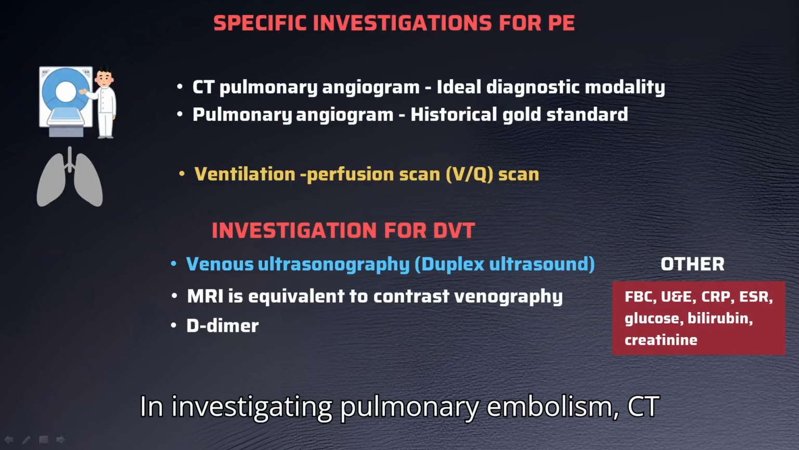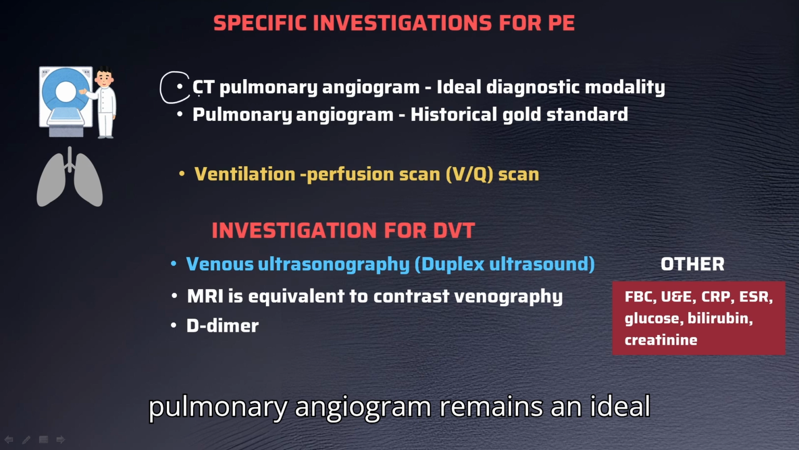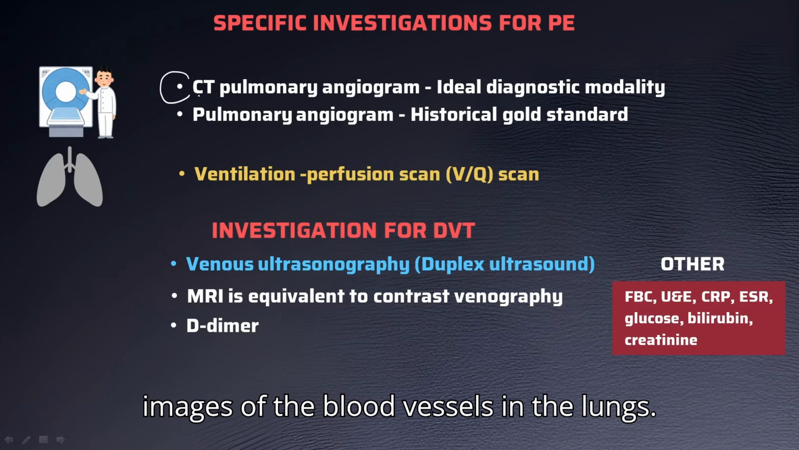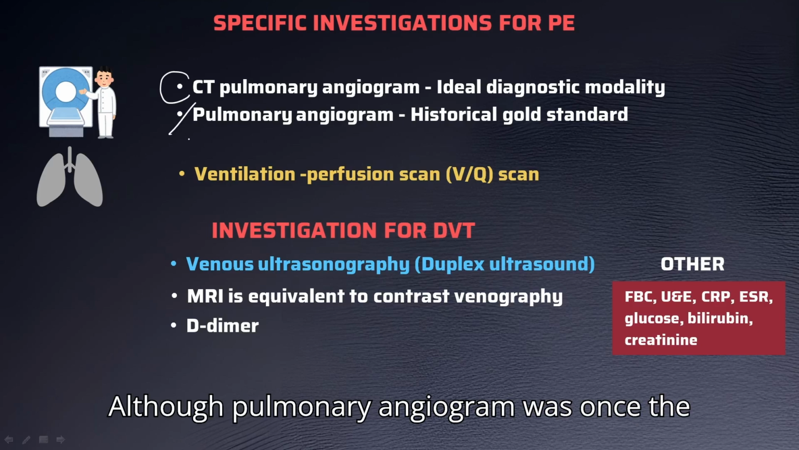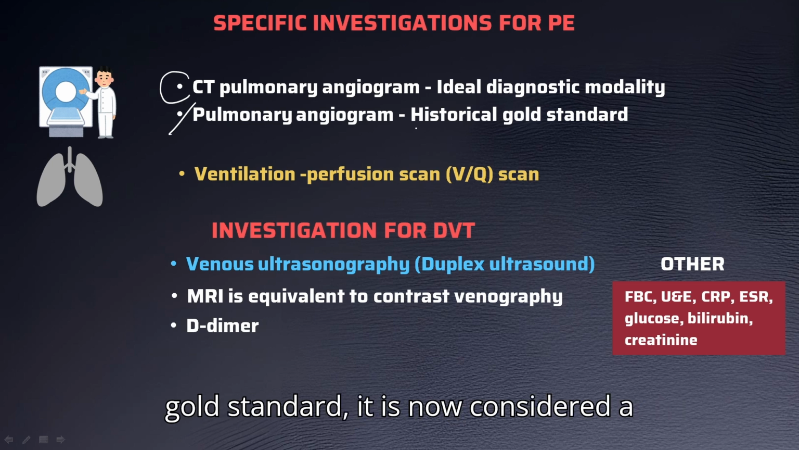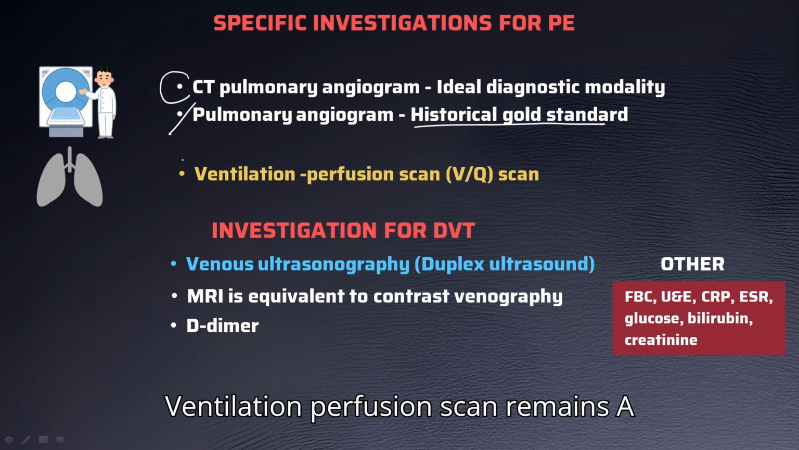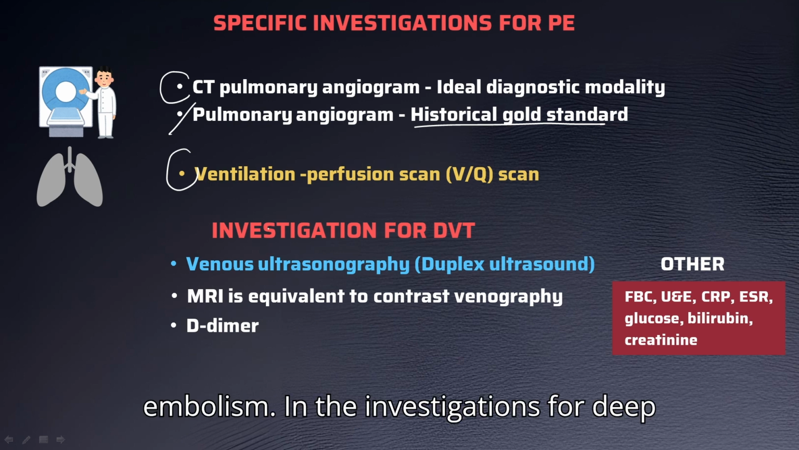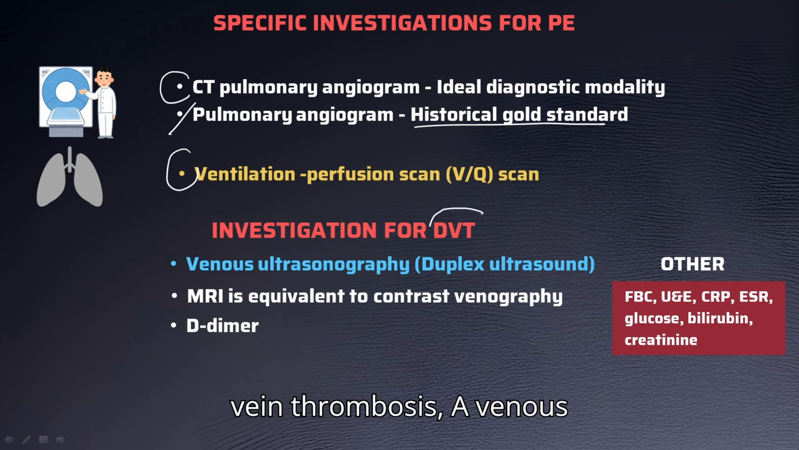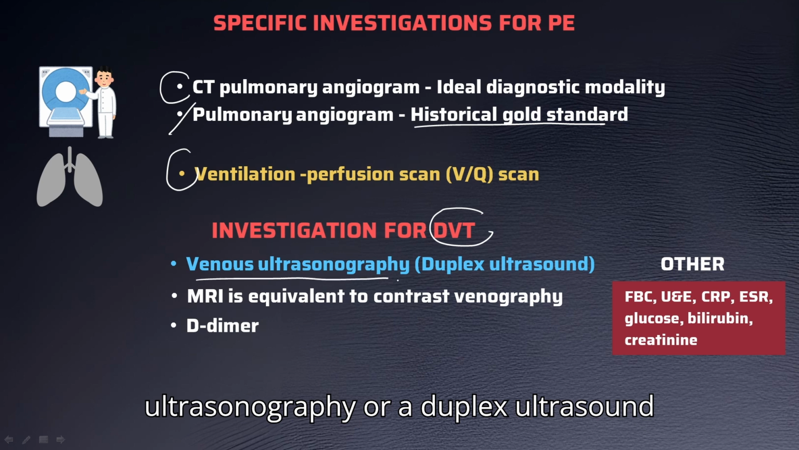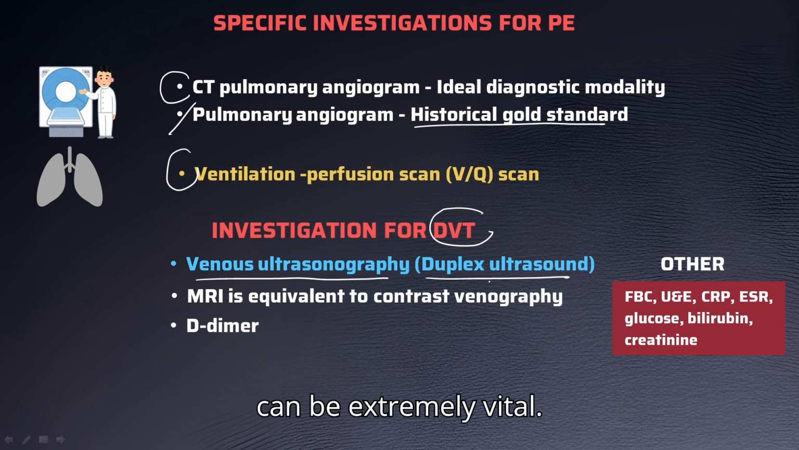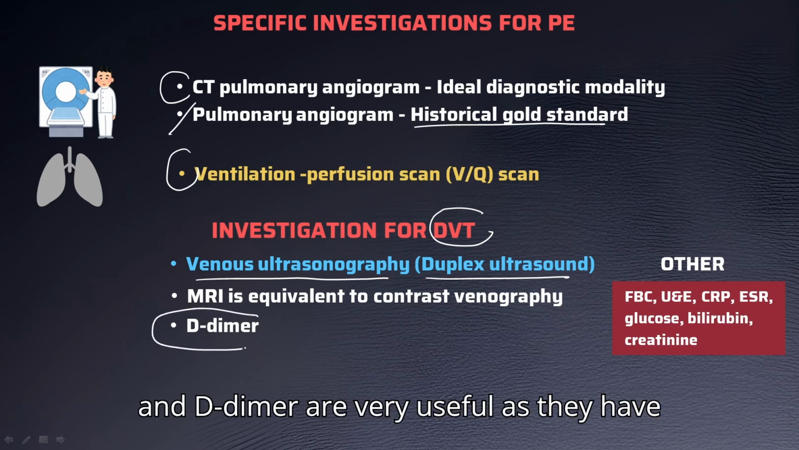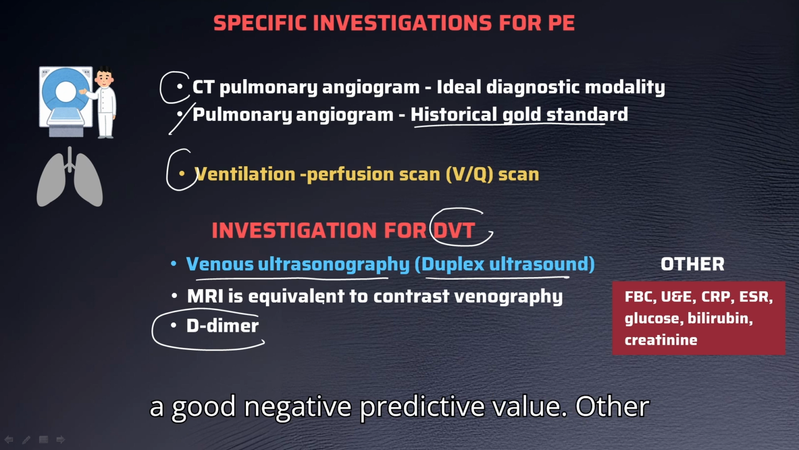In investigating pulmonary embolism, CT pulmonary angiogram remains an ideal diagnostic test modality, providing clear images of the blood vessels in the lungs. Although pulmonary angiogram was once the gold standard, it is now considered a historical gold standard. Ventilation perfusion scan remains a valuable tool for diagnosing pulmonary embolism. In the investigations for deep vein thrombosis, a venous ultrasonography or a duplex ultrasound can be extremely vital. MRI is equivalent to contrast venography, and D-dimers are very useful as they have a good negative predictive value.